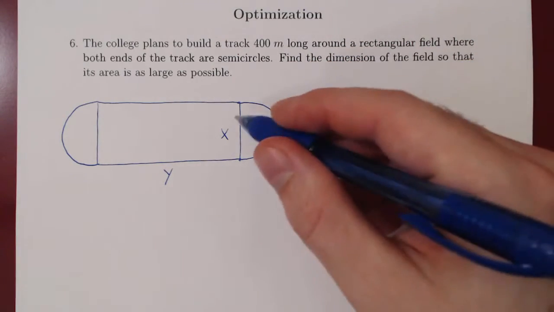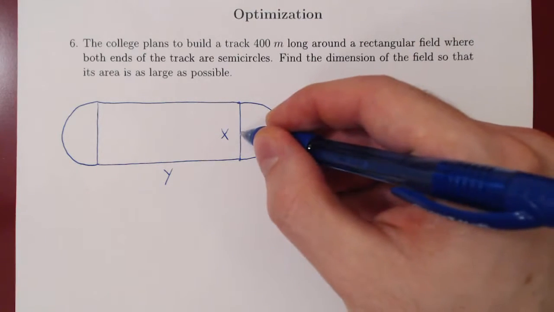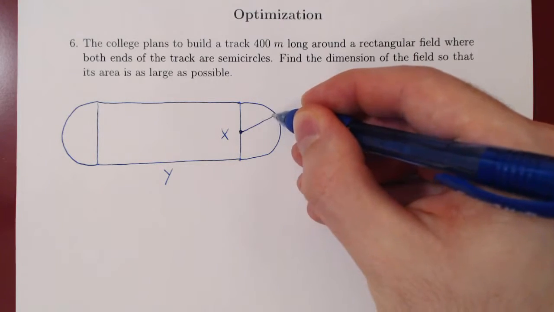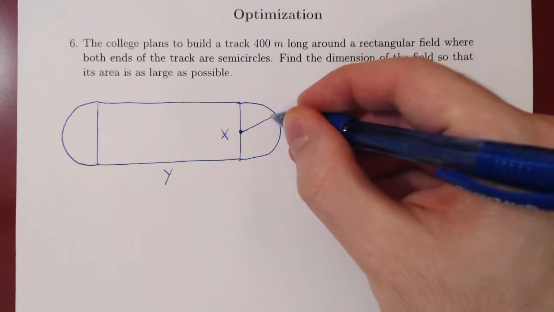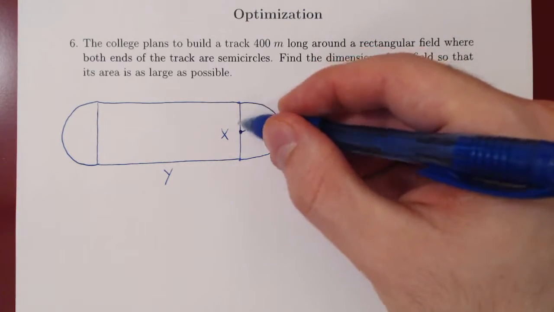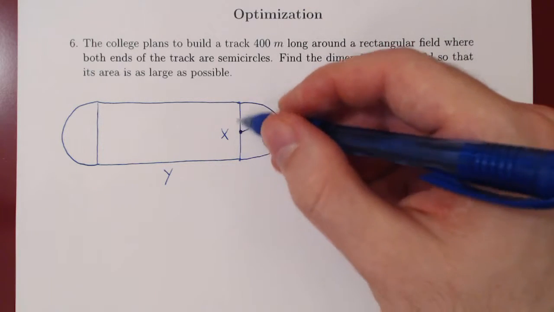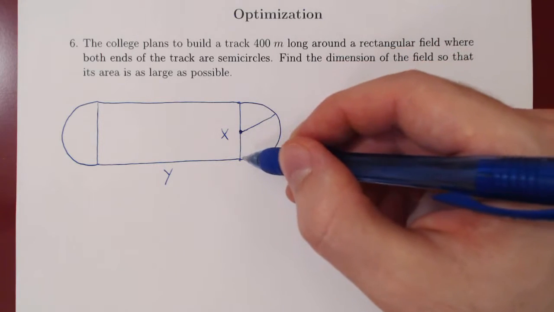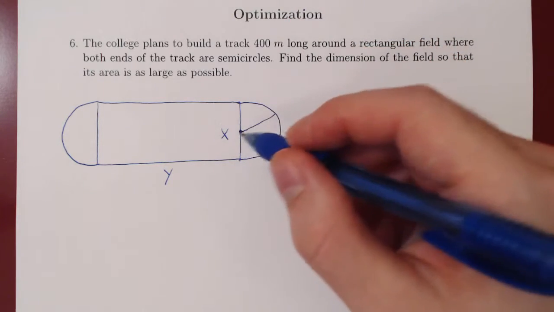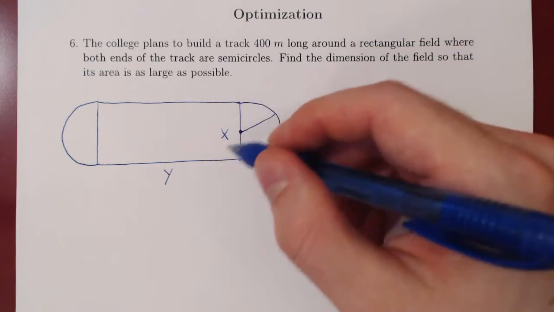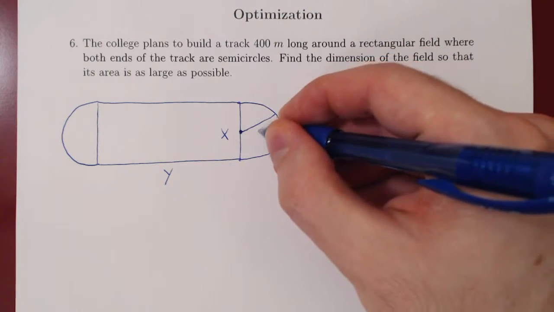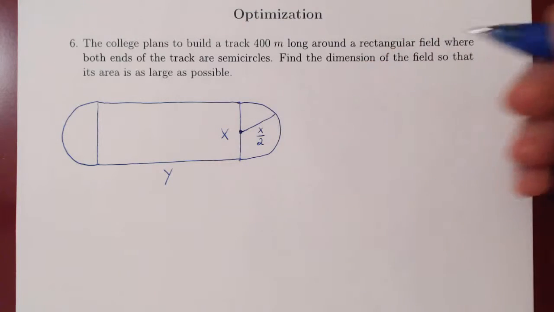Well, what we know is for our semicircle here, if you draw its radius, you can see the radius of the semicircle is going to be half of the width of the rectangular field, right? The diameter of the semicircle is x. The radius is 1/2 of the diameter. So we have a semicircle here of radius x over 2.